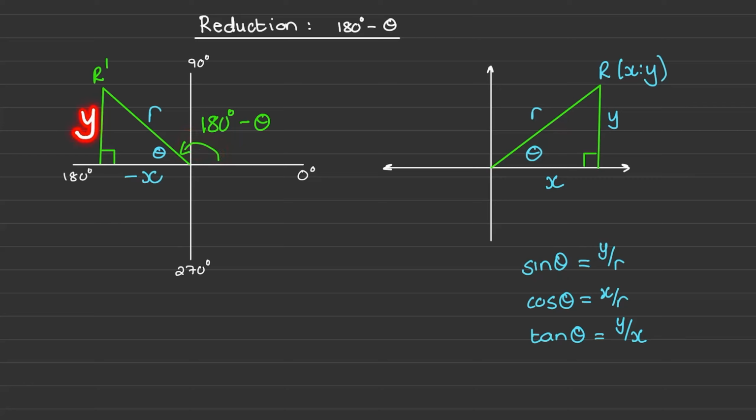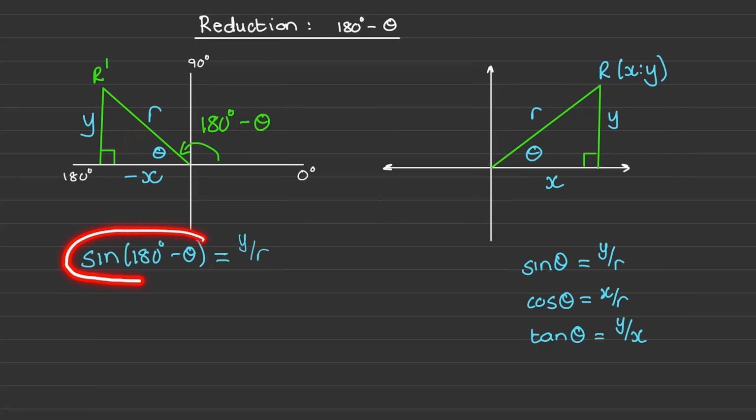So y would be opposite the angle, negative x would be adjacent to the angle, and r would still represent the hypotenuse. So sine of 180 degrees minus theta would be the opposite divided by the hypotenuse. So that will be y over r. But notice that's the same as sine in the first quadrant, which is also y over r. So we can conclude that sine of 180 degrees minus theta is equal to sine theta.